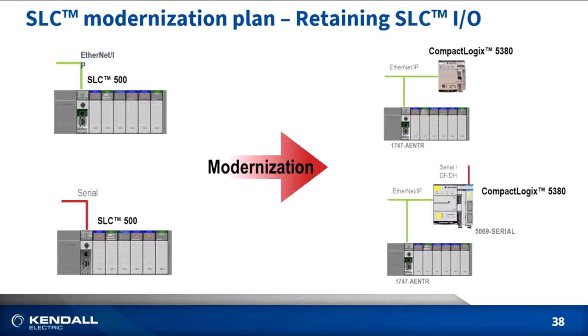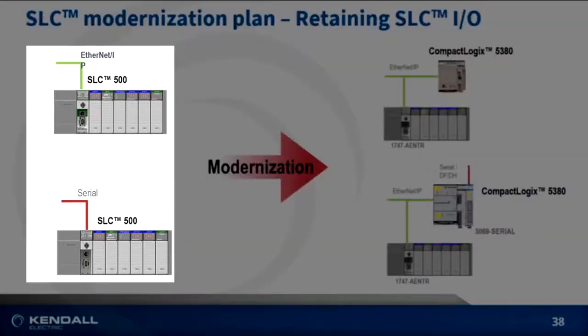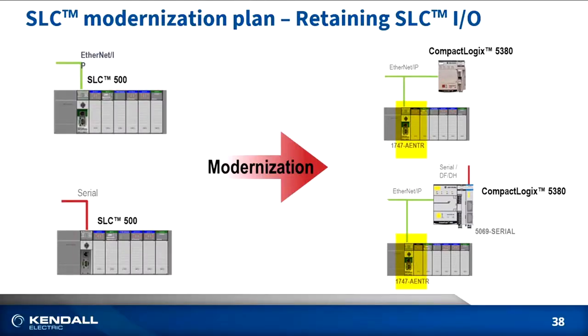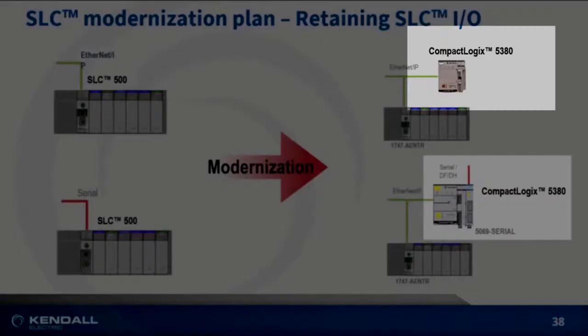So here's an example of retaining your I/O and upgrading a SLC 500. If you look on the left, you can see your SLC 500 system, and this is what it would look like on the right once you've upgraded, keeping your existing I/O. If you notice, we do have an Ethernet IP adapter for the I/O, which is the 1747 ANTR. That'll go in the slot 0 where your SLC 500 processor is today. Then we would have our Compact Logix 5380 control that I/O.